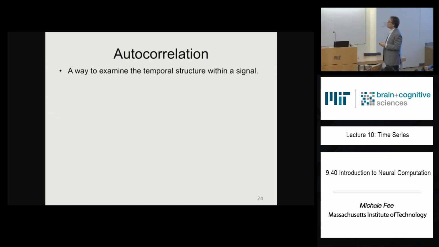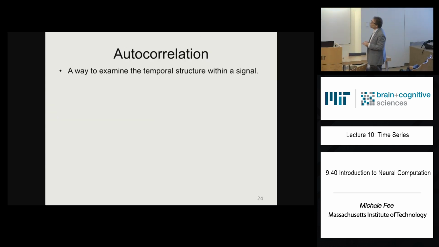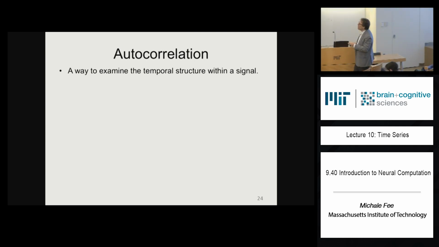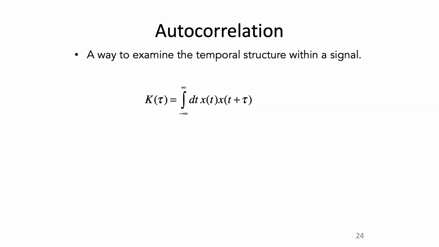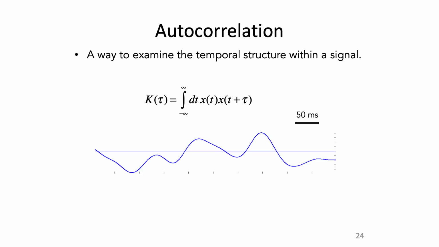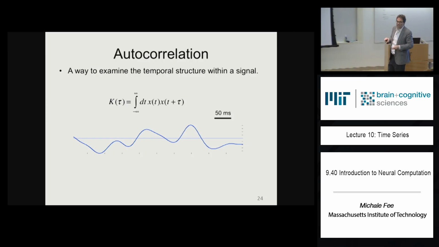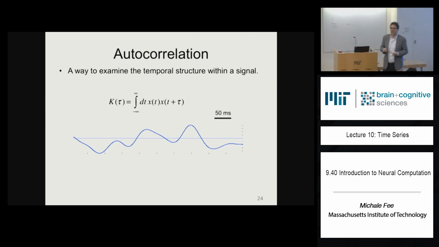So let's see how that's useful. An autocorrelation is a good way to examine the temporal structure within a signal. If we take a signal, x, and we calculate the cross-correlation of that signal with itself, here's what that looks like. Let's say we have a signal that has slowish fluctuations on, let's say, a 50 or 100 millisecond time scale.